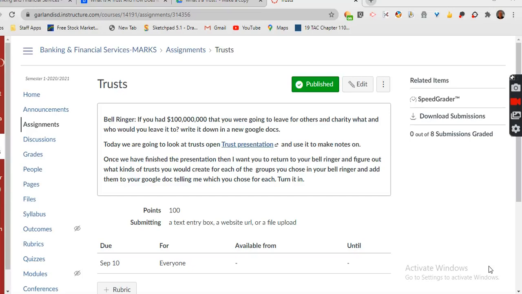Let's begin looking at trust today. And the first thing I want you to do is the bell ringer. Go ahead and log into Canvas, and in Canvas you're going to find the assignment called Trust. As you click on the assignment, Trust, here's what it's going to look like.